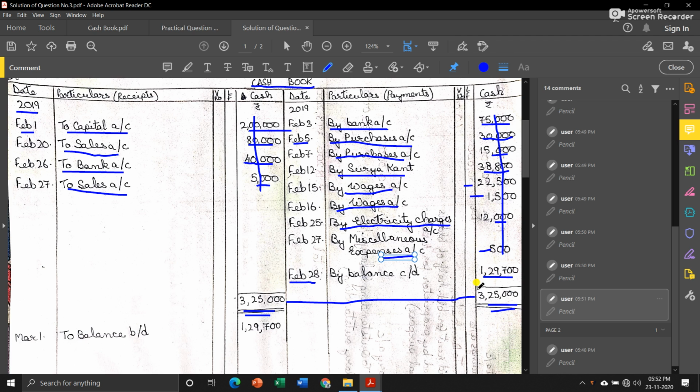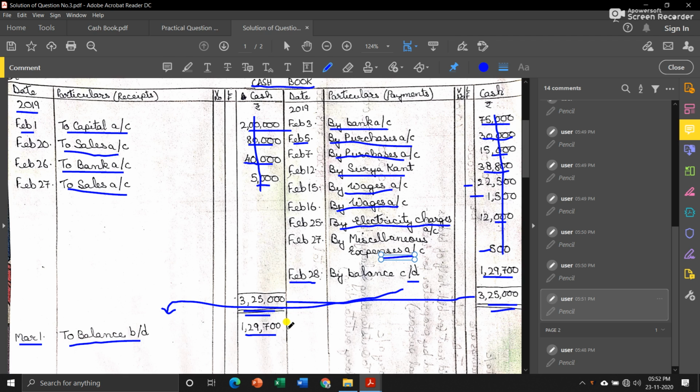And at the last, this carried down is nothing but it will become your brought down or opening balance for next month. Since after February we get March 1st, we'll write March 1 in here, and this by balance carried down will become to balance brought down rupees 1,29,700.